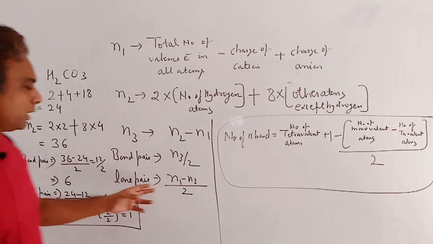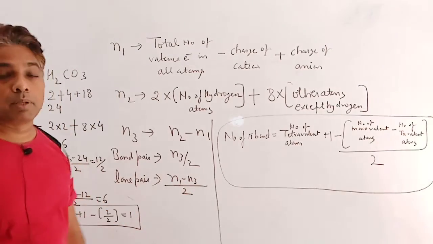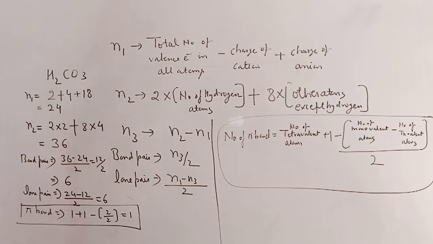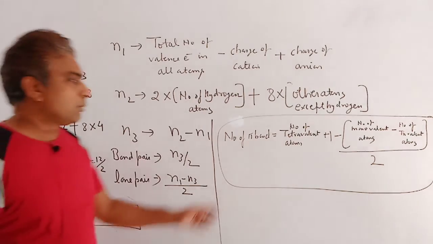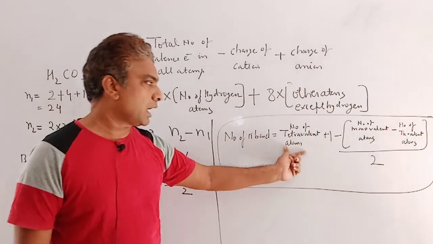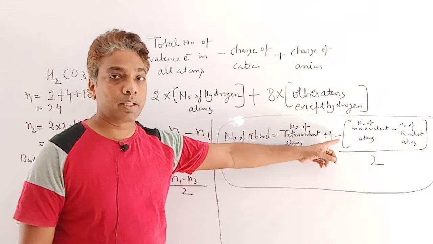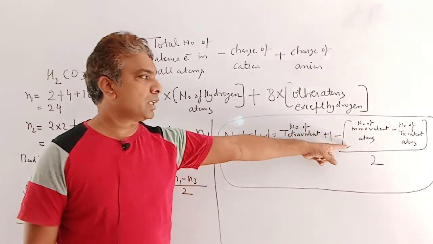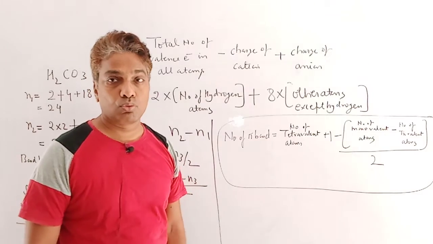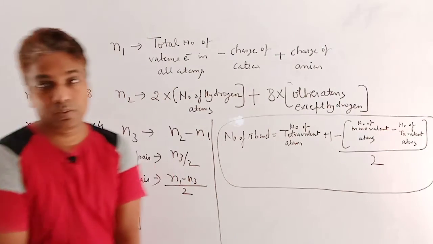And lone pair will be (N1 minus N3) divided by 2. Clear? And the number of pi bonds is calculated by the given formula: number of tetravalent atoms plus 1, minus number of monovalent atoms, minus number of trivalent atoms, divided by 2. Clear?